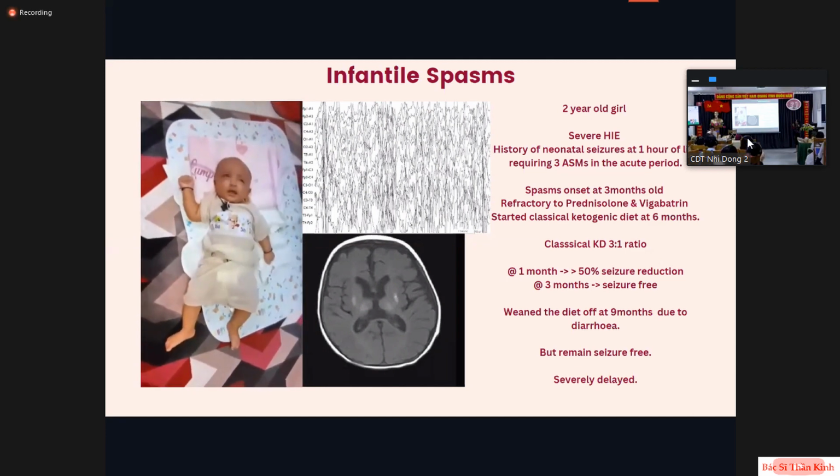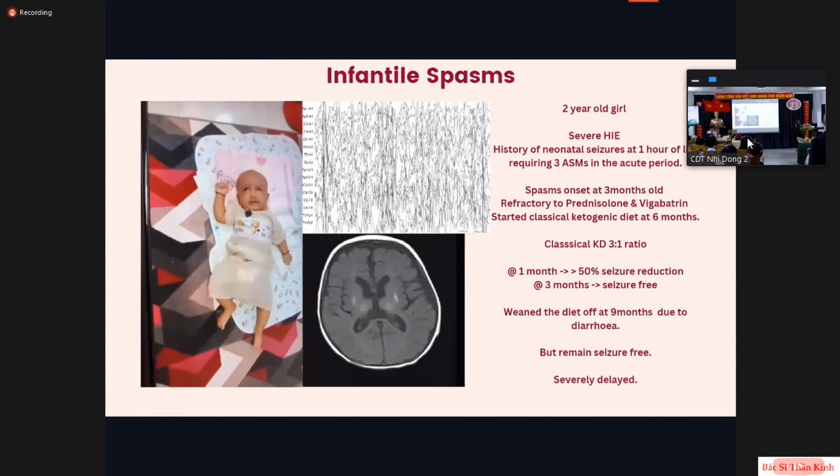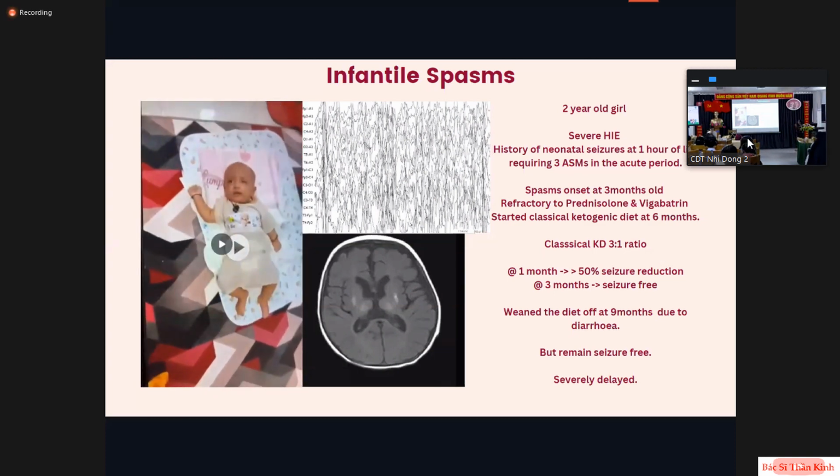So we initially started him inpatient with a diet of 2.5 to 1 ratio. He had very good ketones. We discharged him. And at 1 month, he had 50% seizure reduction. And at 3 months, he still had some amount of seizures. We decided to go up on the ratio. And at 3 months, he became seizure-free.